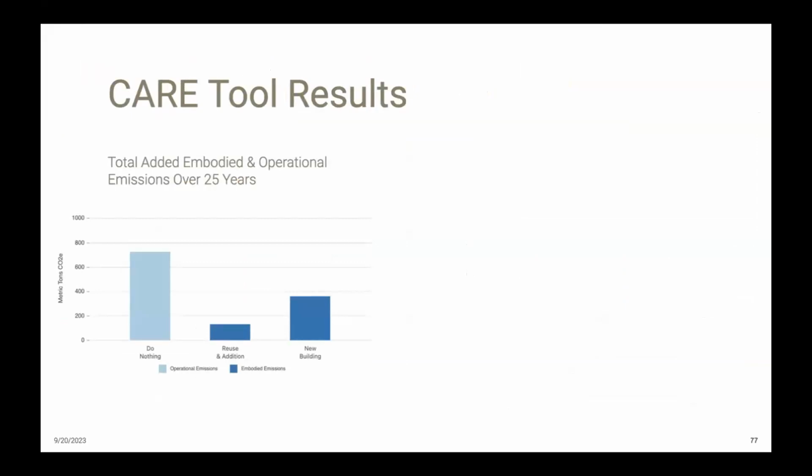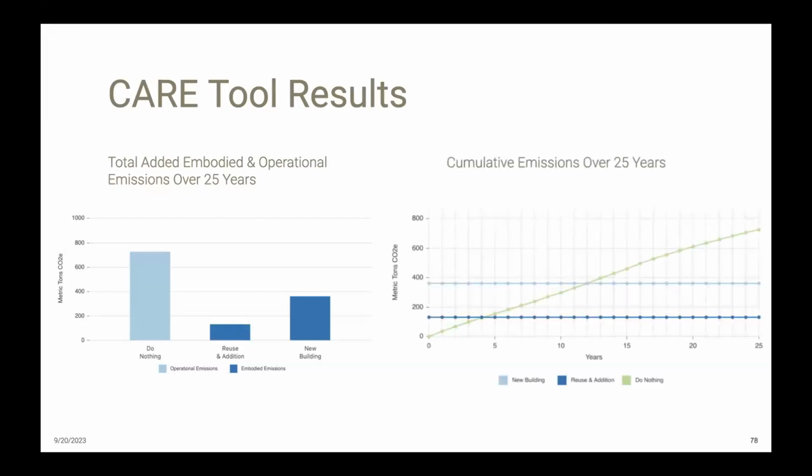Next. So the CARE tool results show that while the operational emissions are 0 in both the reuse and new building, given the PV array and the assumption of 100% clean energy, the embodied carbon spent in a new equivalent building is more than twice that of the reused building. Next. Stretch that out over 25 years, and the cumulative emissions for the reused house compared to the new is closer to 1/3.